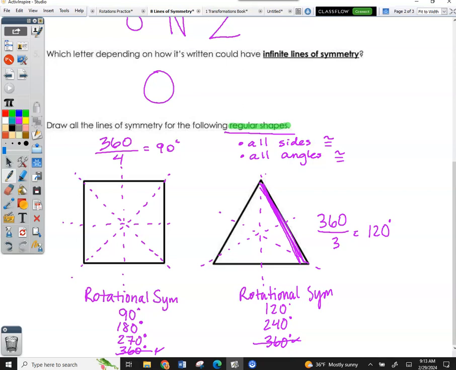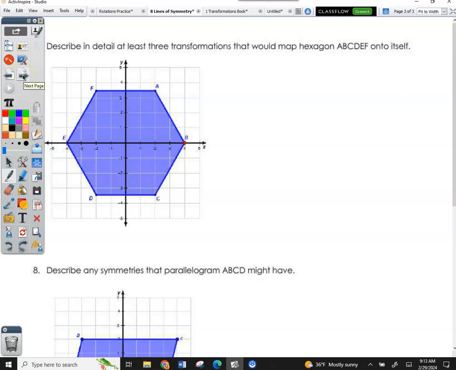What type of rotation could we do to land it right back on itself? You could do a 180. If you look at your paper and you turn your paper upside down, does it land back in the same shadow imprint? Yes. So 180 definitely works.